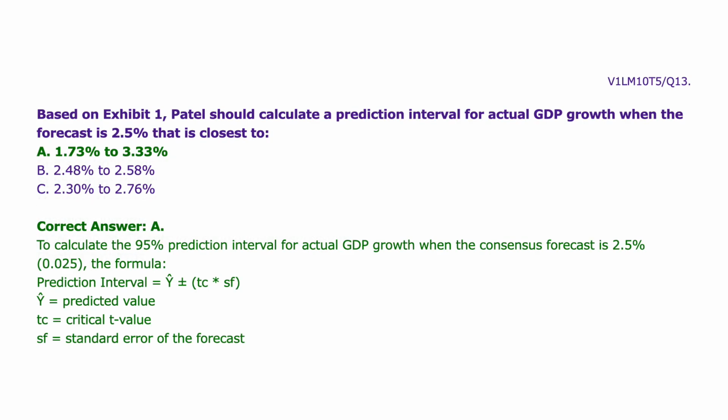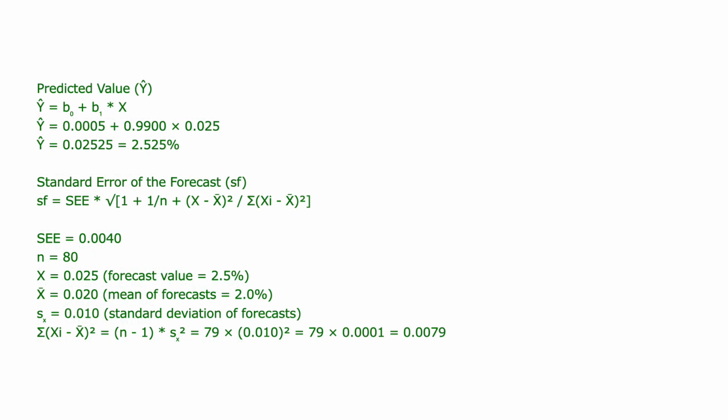A prediction interval is built by applying a margin of error, critical t-value multiplied by the standard error of the forecast, to a predicted point estimate. The point estimate, 2.525%, is the baseline. To find the standard error of the forecast, SF, you must calculate the total variation of x by multiplying the squared standard deviation by n-1.